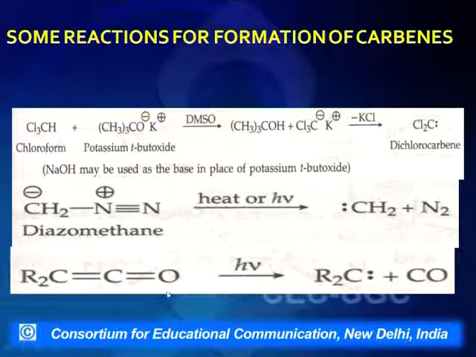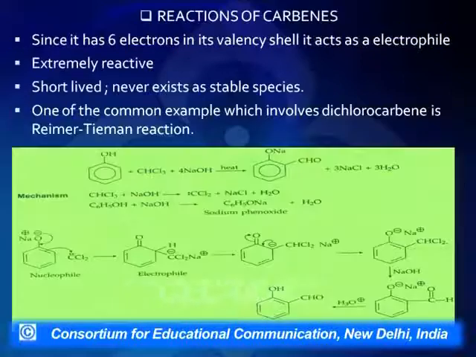Similarly, a ketene will again undergo photolysis and give us a dialkyl carbene. What are the reactions of carbenes? Carbenes generally add across the double bond to give us a cyclic structure, or they can be inserted into a carbon-hydrogen bond and give us an increased carbon chain, or we go one carbon up. So even when they give us a cyclic compound, or when they undergo insertion reactions, always one carbon is more.